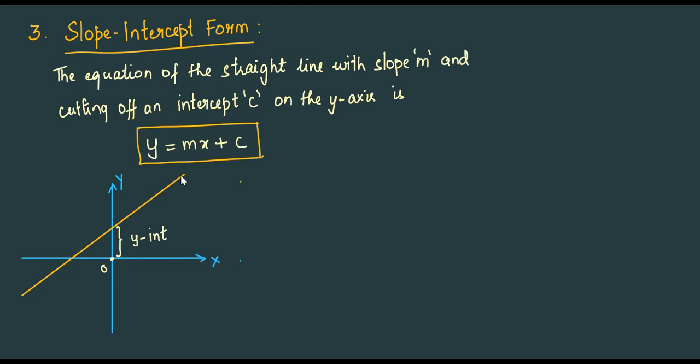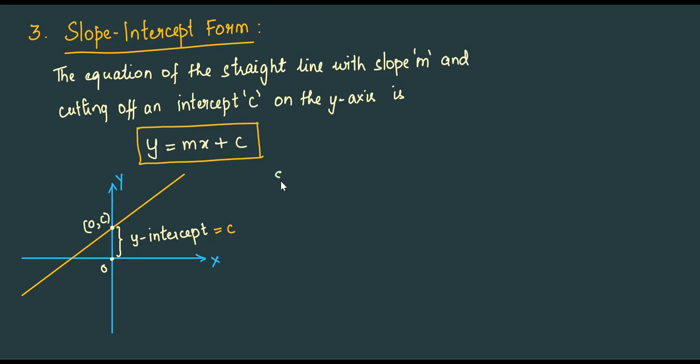Now the line cuts the y-axis at a point. This distance is called the y-intercept. If it is positive, the line has a positive intercept on the y-axis, and if it cuts negative, it will have a negative intercept. In any case, if the y-intercept is equal to c, then the point where it is cutting the y-axis is 0 comma c.